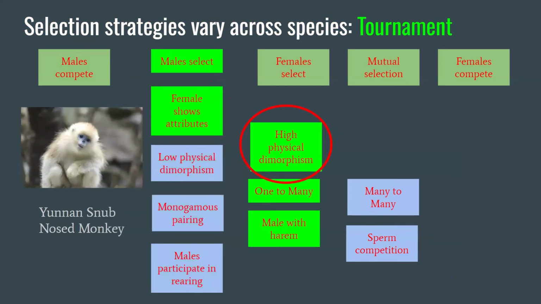Where you're more familiar with females doing the selection in birds in America, you look at a blue jay or a cardinal, it's the males that are the pretty birds. Another thing that might happen is even when males do the selection, there might be high physical dimorphism, in which case sex is going to be one to many, and you end up again with a male with a harem.